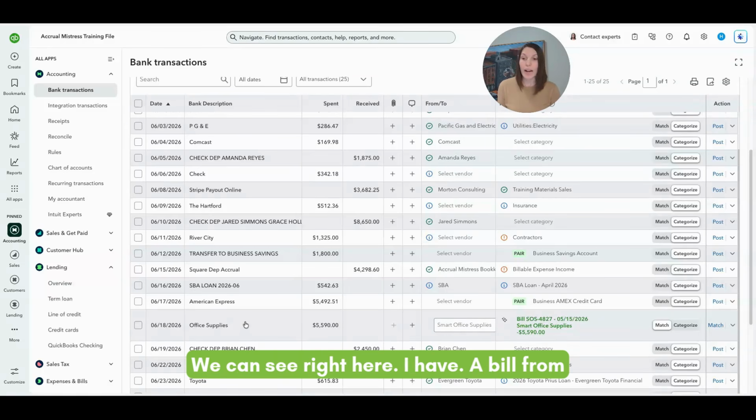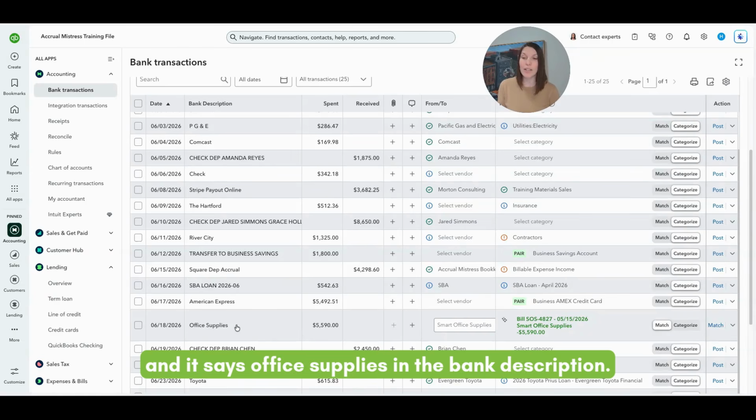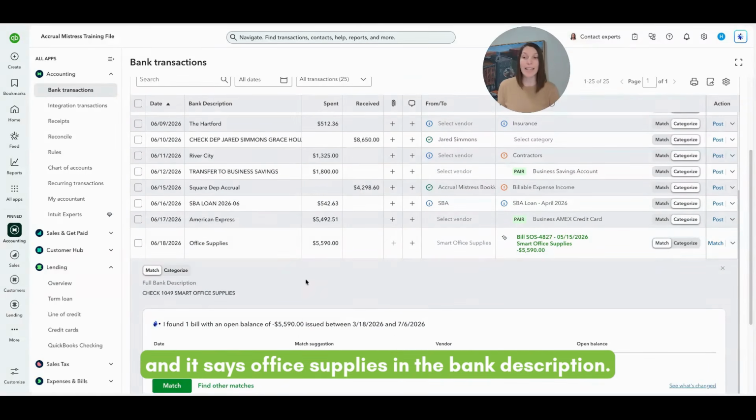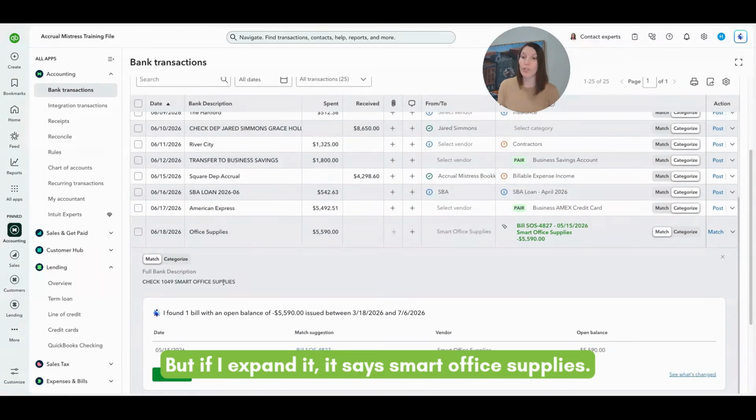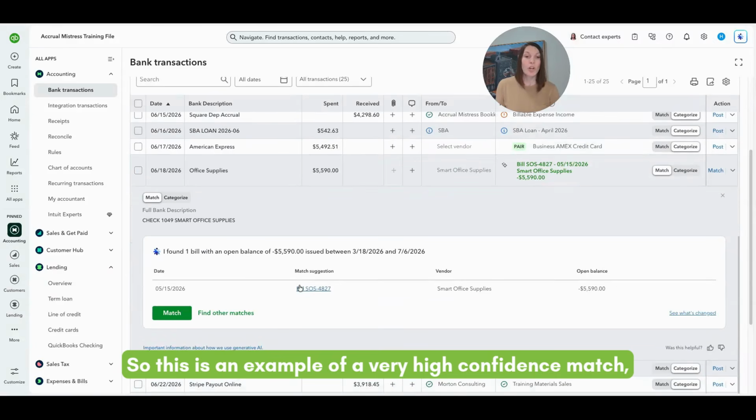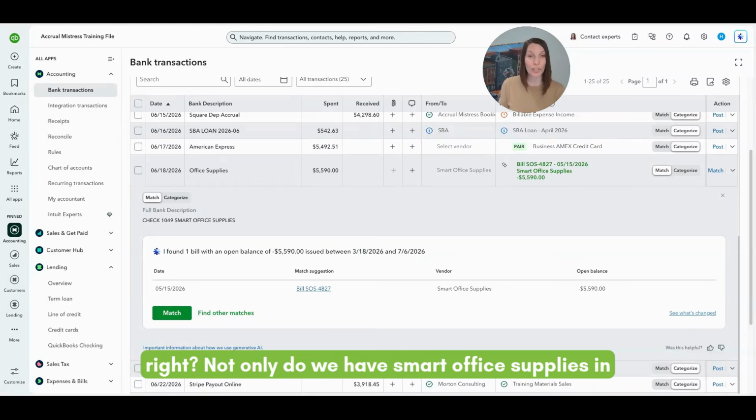We can see right here, I have a bill from Smart Office Supplies for $5,590. And I have a payment going out for $5,590. And it says office supplies in the bank description. But if I expand it, it says Smart Office Supplies. So this is an example of a very high confidence match, right?